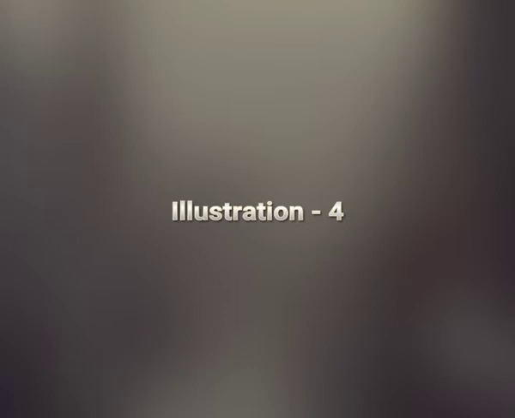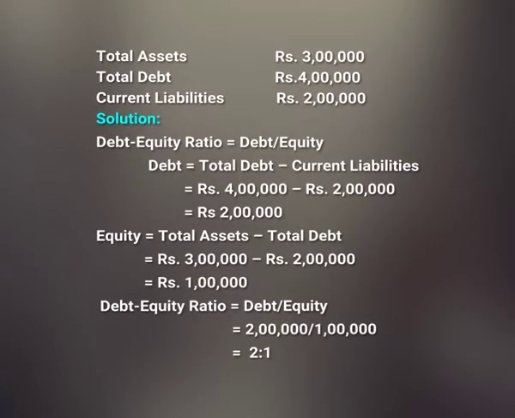Now, we will see an illustration on this. Calculate debt equity ratio from the following: total assets rupees 3 lakhs, total debt rupees 4 lakhs, current liabilities rupees 2 lakhs. Now, the solution to this is debt equity ratio is equal to debt upon equity. Now, debt is equal to total debt minus current liabilities, which is equal to rupees 4 lakhs minus rupees 2 lakhs. That gives us rupees 2 lakhs.